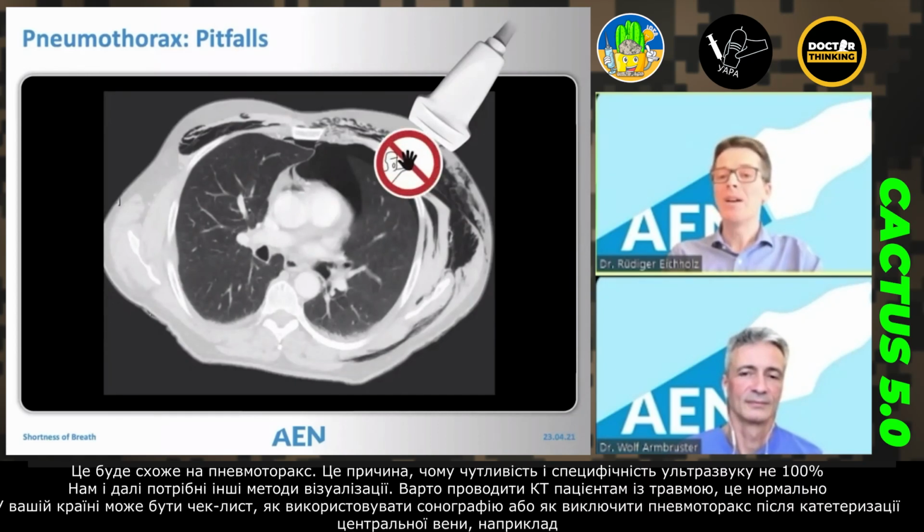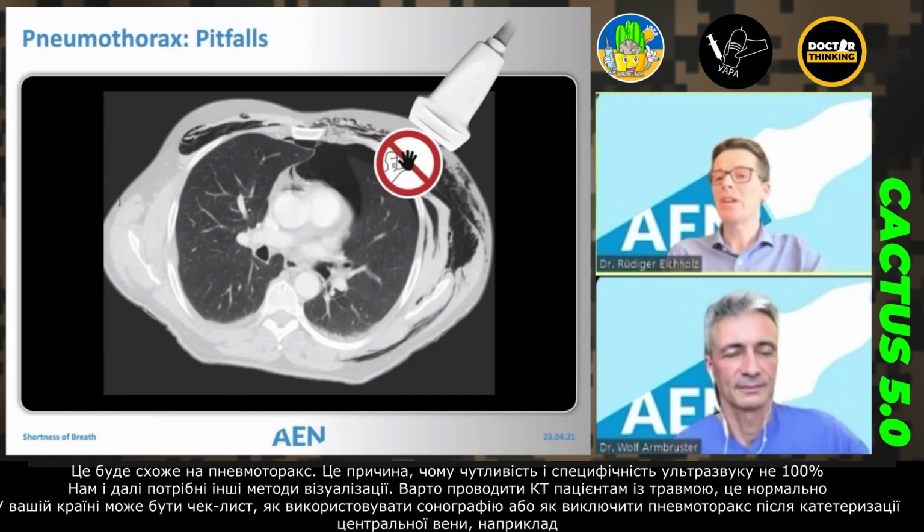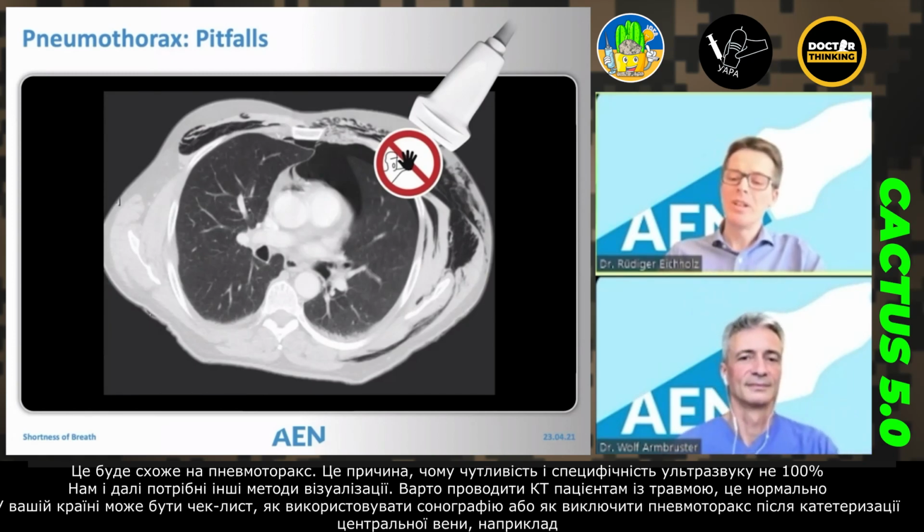This is the reason why the sensitivity and specificity of ultrasound is not 100%, because we still have cases where we need all the other methods of imaging. So in doubt, of course, you go for what you're used to doing. And of course, a trauma patient gets a CT scan anyway. That's normal. But keep in mind that the method has some limitations, like this one here.